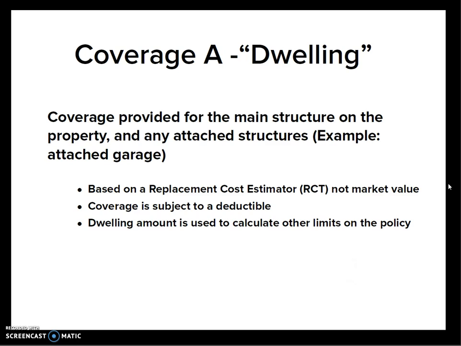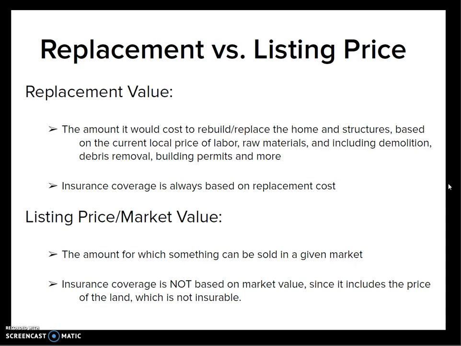So first we start with the, oh my gosh, what do we do now moment. This is going to carry us into the dwelling coverage. This coverage is provided for the main structure on the property and any attached structures, for example, the attached garage. Anything that is not attached would not be considered covered in this specific category. This is based on replacement cost estimator, not market value. Coverage is subject to deductible, and the dwelling amount is used to calculate other limits on the policy.